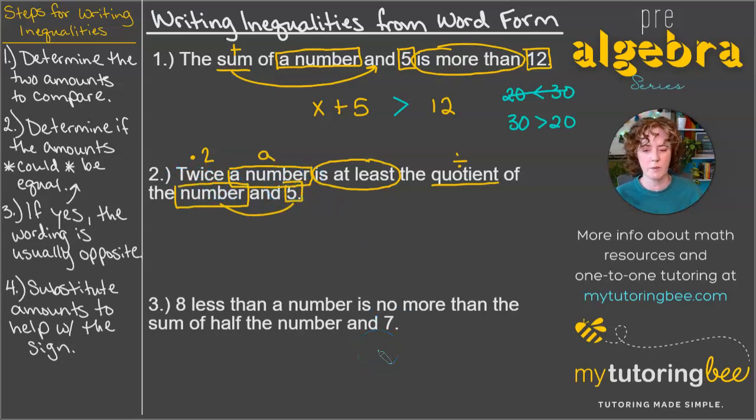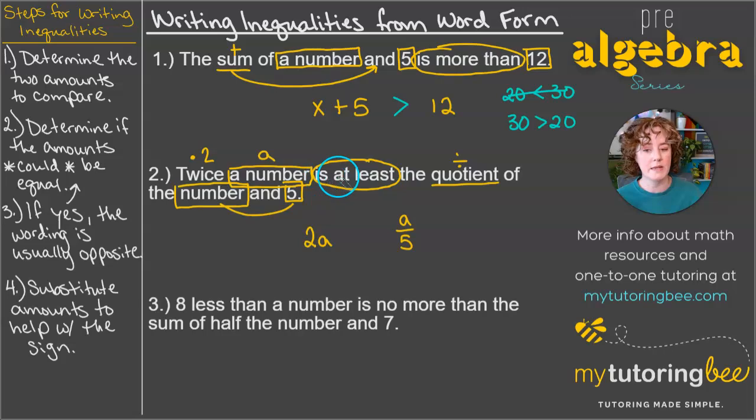Okay, so let's write out what we've got so far. Twice a number. So I said I'm going to use the variable a, so I'm going to just write down 2a is at least. So I'm going to leave that space open. I know that that's where my inequality symbol goes. The quotient of, I know I'm going to be dividing two things. The quotient of the number, so I'm going to use that same variable, and 5. So I can write it like this, a divided by 5, or I can write it as a over 5. So that's the same, a fraction is the same as division.